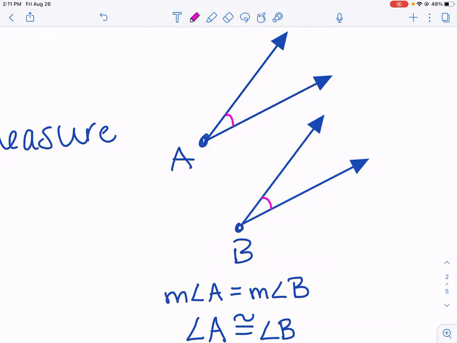I have test corrections. They're turning in. Yeah, you can turn them into the basket. Not right now. At the end, you can ask about test corrections.